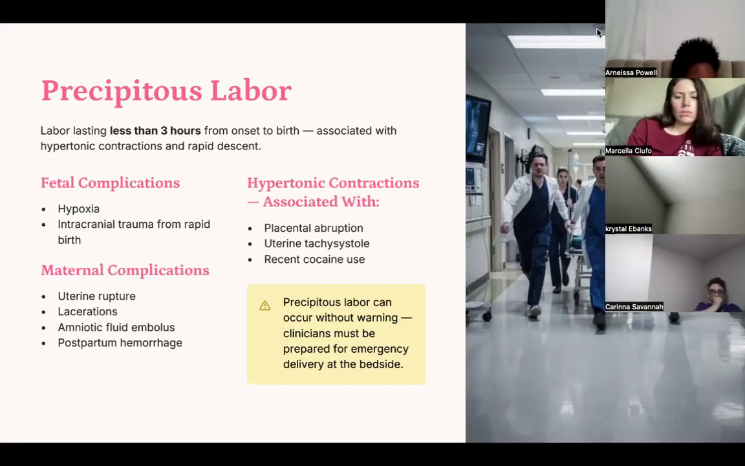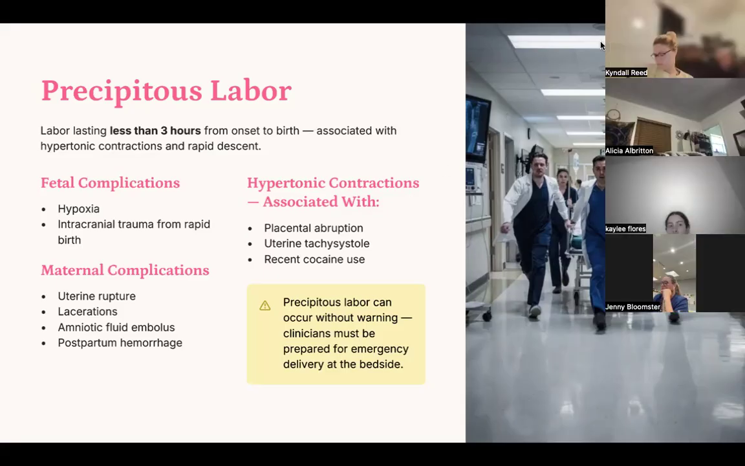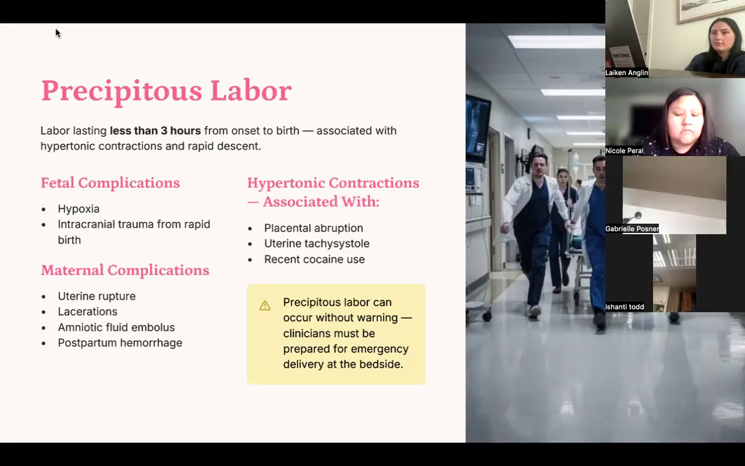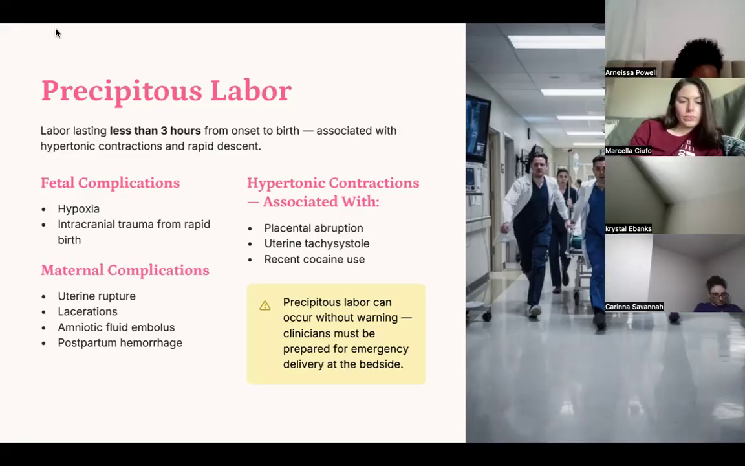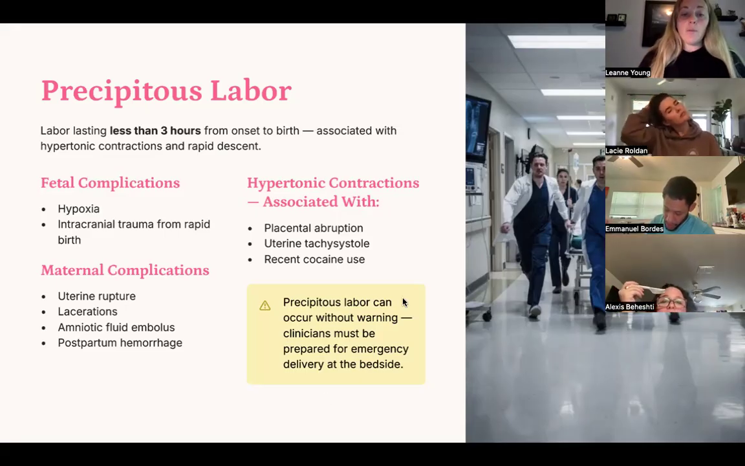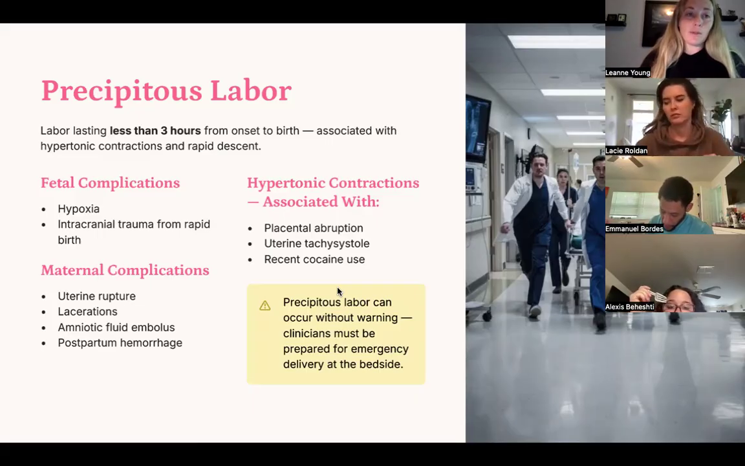All right. Hypertonic contractions. Having too many contractions in a short amount of time is associated a lot with placental abruption, uterine tachysystole, and then if they used cocaine. Okay, cocaine use we know can cause placental abruption, uterine abruption. So this is something that can also send moms into a precipitous labor. All right. But we know that this can happen without warning. Clinicians must be prepared for emergency delivery at bedside, or an RN delivery.